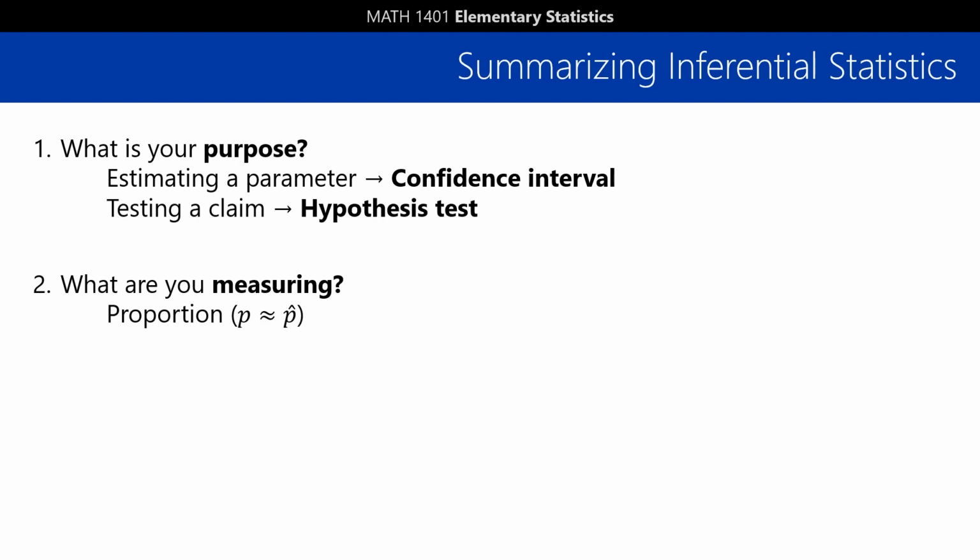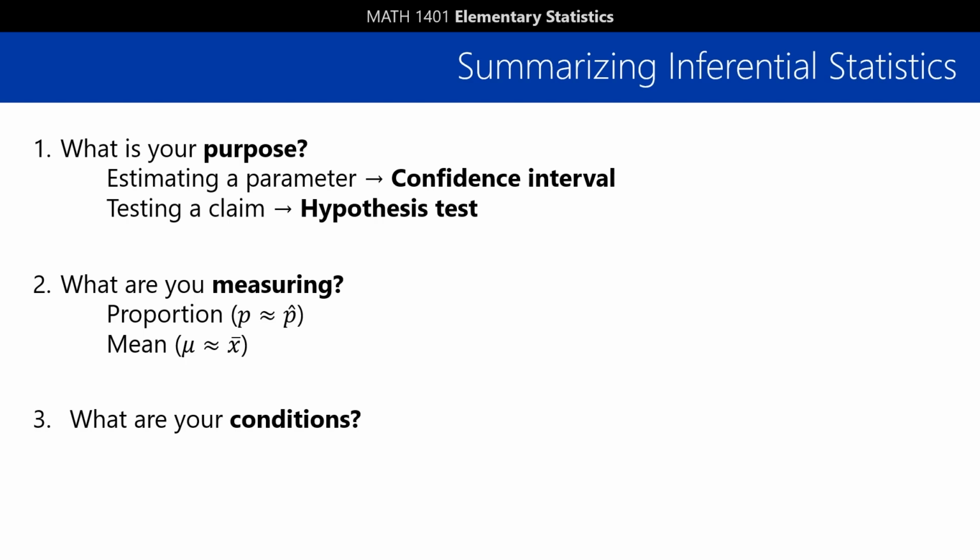Next, you want to figure out what kind of parameter you're attempting to measure. You might be measuring a proportion, which you can usually think of as a percentage if that helps. So your sample statistic is p hat, which you can use to estimate or test the population parameter p. Or you might be measuring a mean, so your sample statistic is x bar, which you can use to estimate or test the population parameter mu.